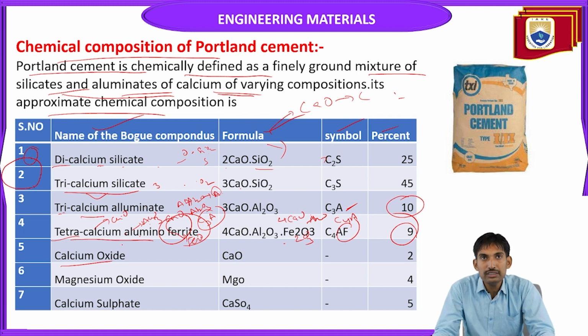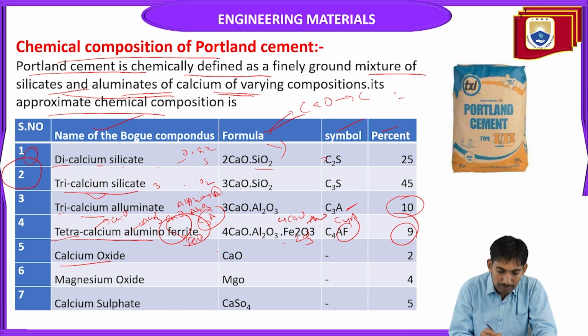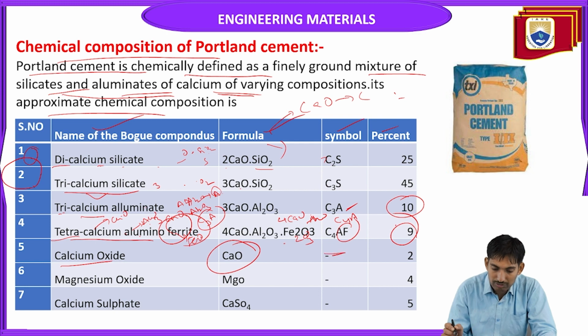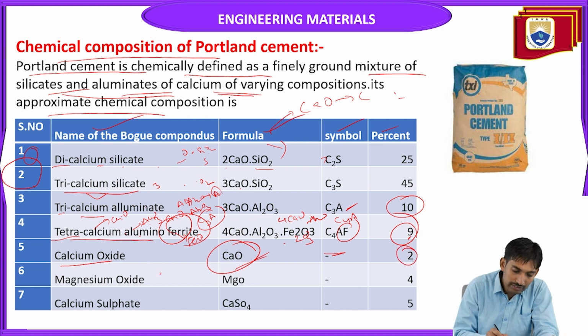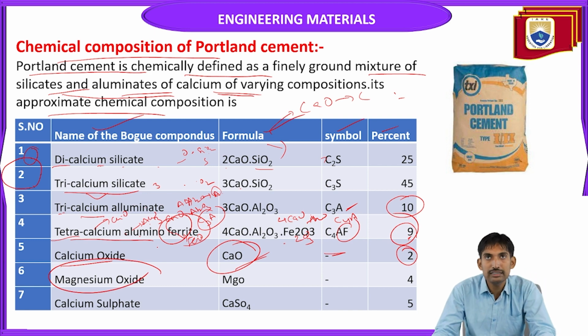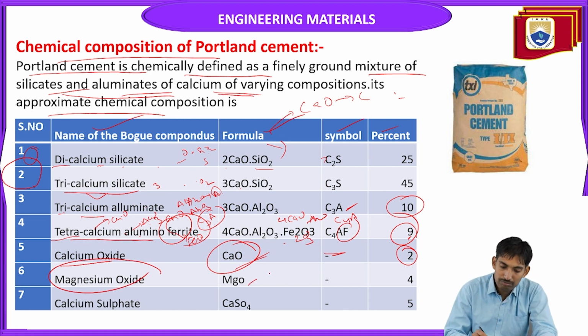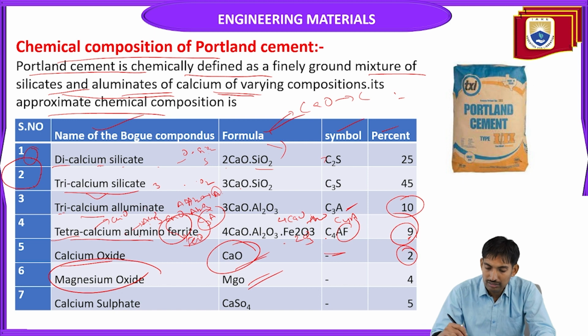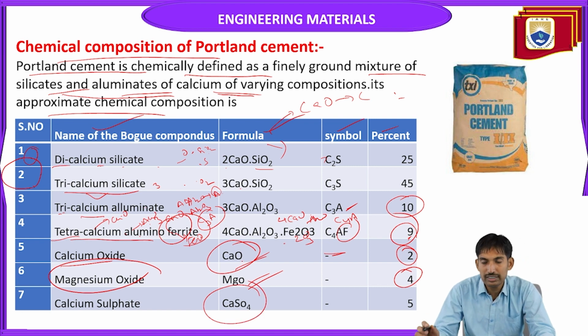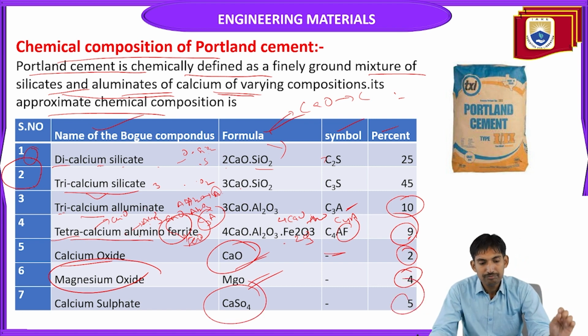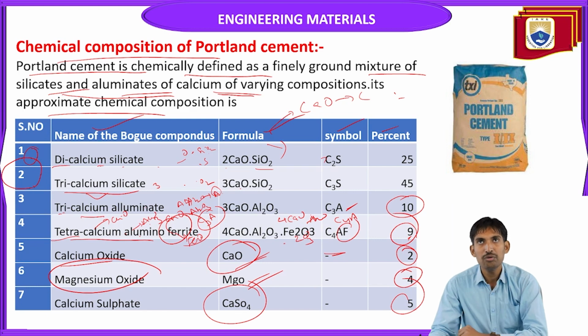The fifth compound is calcium oxide. The formula for calcium oxide is CaO. There is no short form. The calcium oxide present in this Portland cement is, sorry, 2%. The next compound is magnesium oxide. The formula is MgO. It contains 4%. Then calcium sulfate, whose chemical formula is CaSO4. It contains 5%. These are the different chemical compositions present in the Portland cement.